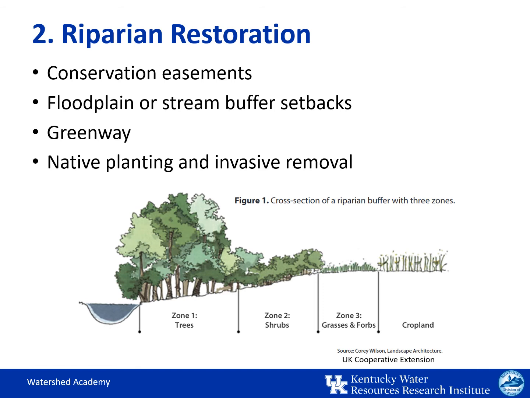But in all of these areas, they add habitat for different organisms. They also add shading to the stream. They add filtration of pollutants on overland sheet flow. So riparian restoration is very important in overall stream restoration.